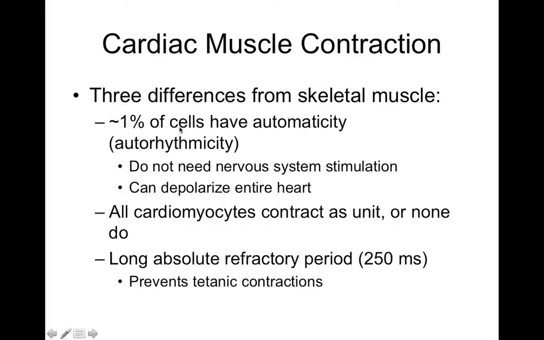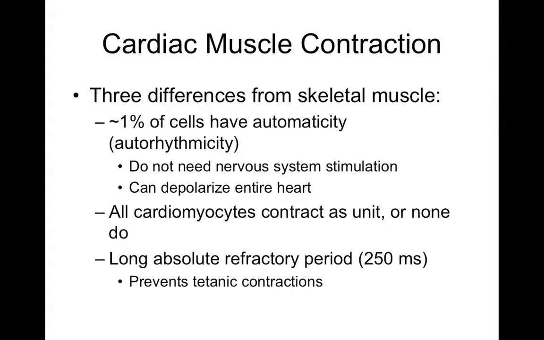So these are some differences, you guys, between skeletal muscle. First of all, cardiac muscle cells have automaticity, or they're autorhythmic, which means they can generate their own action potentials. That differed from skeletal muscle because we needed to stimulate skeletal muscle to induce a contraction. You didn't have skeletal muscle that could contract on its own. It had to be stimulated by the nervous system. That differs from the heart because about 1% or so of your heart muscle cells are autorhythmic, which means they can generate their own action potential independent of the nervous system, like spontaneously. And they do it at a certain rhythm.